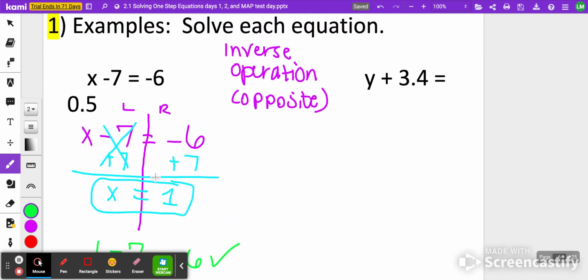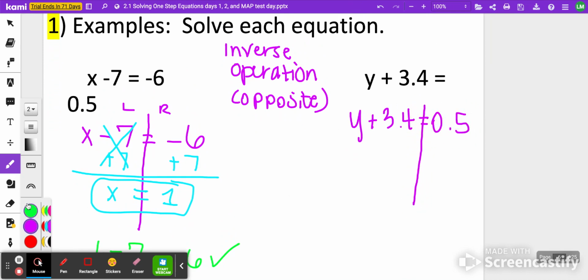My next equation is this: Y plus 3.4 is equal to 0.5. Again, draw the line down the equal sign and decide what operation we're seeing. We're seeing addition, so I'm going to use the opposite and show subtraction. I'm going to subtract 3.4 from both sides.